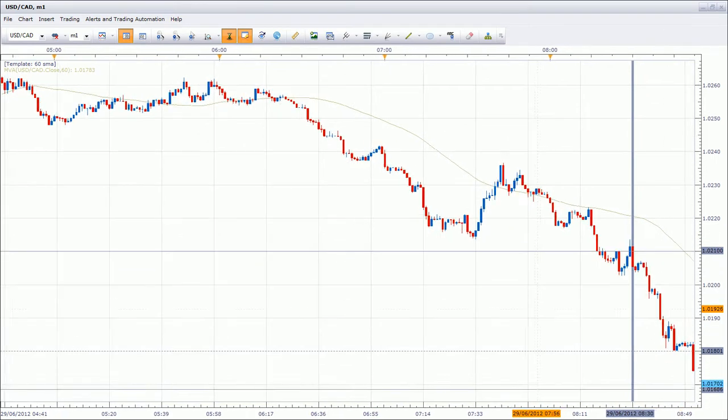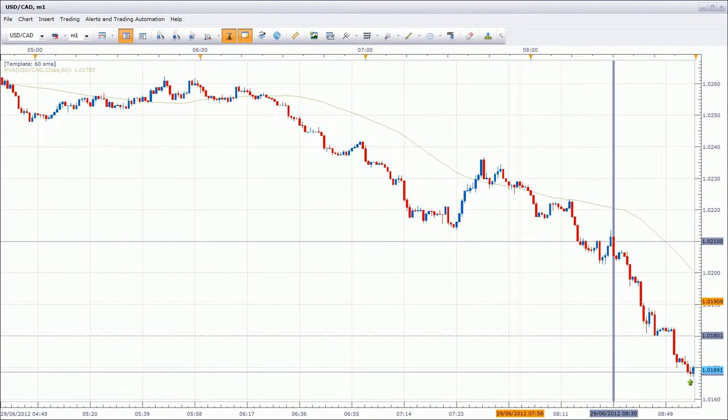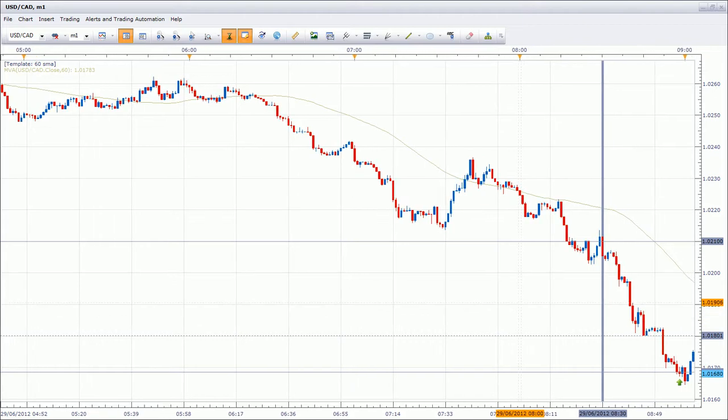I've not yet gone long right now, and here comes my entry. My entry is sitting right on top of the major support areas, which is about 12 pips from what was mentioned in the trade plan. And now, at this point in time, I place my limit and my stop, and I'm into the market.